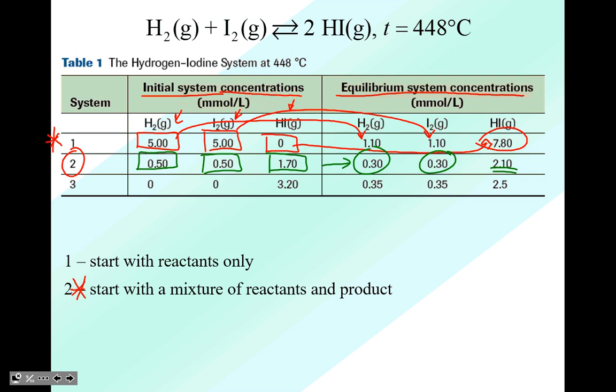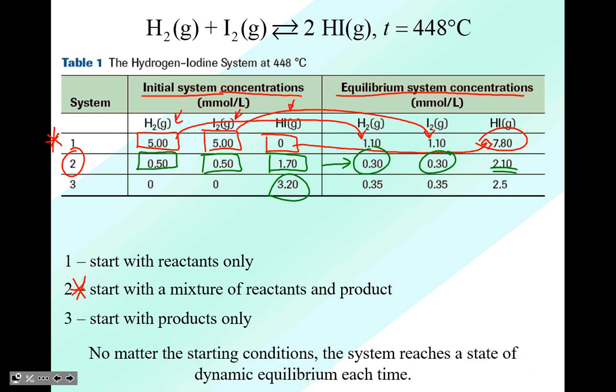at the third example, you're just given a product. So you're starting off with just a product. Because it does reach equilibrium, what's going to happen is this is going to decrease, and these are going to increase because they started off at 0. And there we have the data. This increases and the product decreases because of this double arrow, showing that products also go back into reactants. No matter the starting conditions, the system reaches a state of dynamic equilibrium each time.